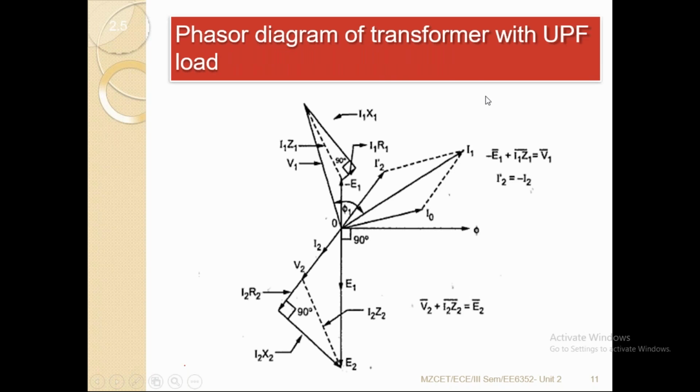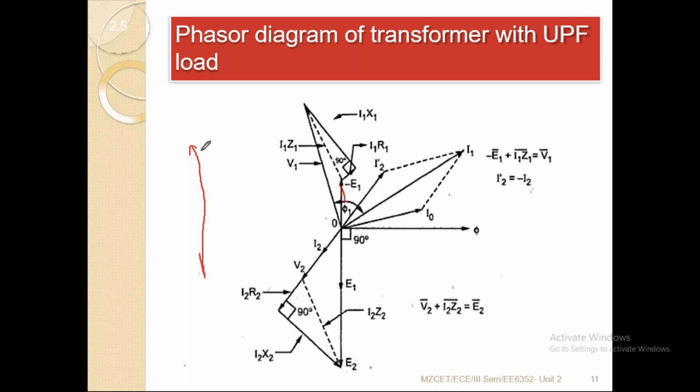Right. So this is the phasor diagram with unity power factor load. Unity power factor load, in the sense, we are using a resistor load. So when we are using a resistor load, you get the phasor diagram like this. First, initially you have to draw the straight line like this, right?